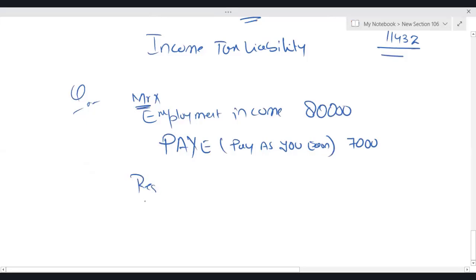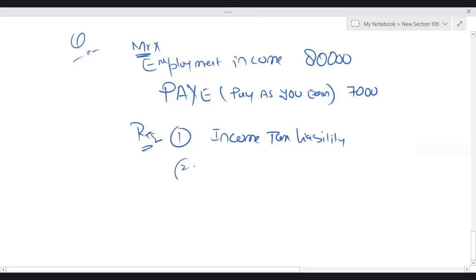Required: number one, income tax liability. And the second is tax payable. We'll see the difference. What is the difference between income tax liability and tax payable? But never forget PAYE. Pay as you earn means 7,000 is already paid as tax.